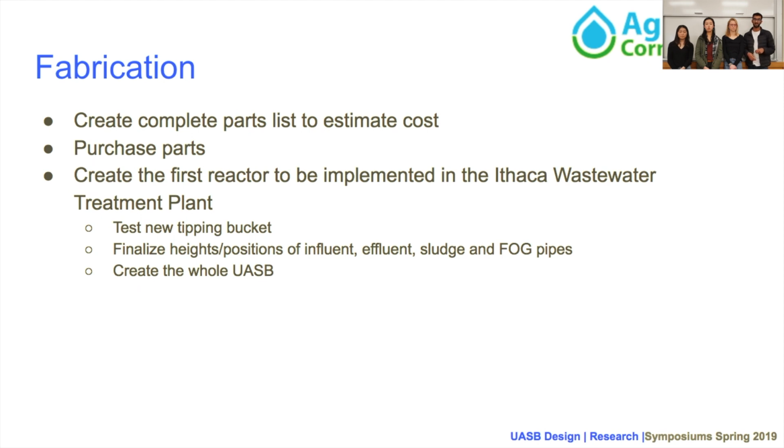The objective of this is to make sure we know that the tipping bucket is working. We can finalize the height of the influent, effluent, FOG, and sludge weirs, and this will all be done by creating a whole UASB reactor, ideally by the summer of 2019, so that we can test and see how our reactor is doing at the treatment plant.